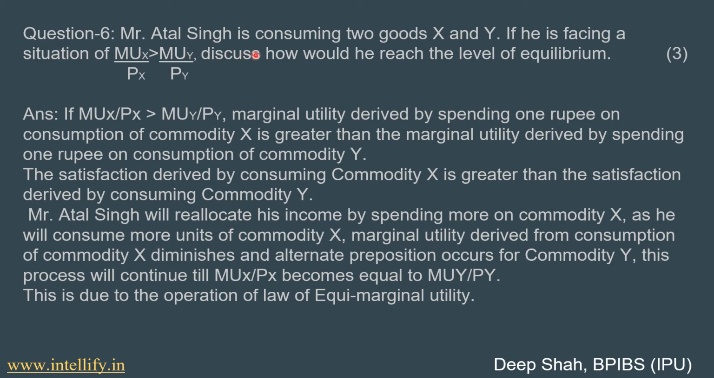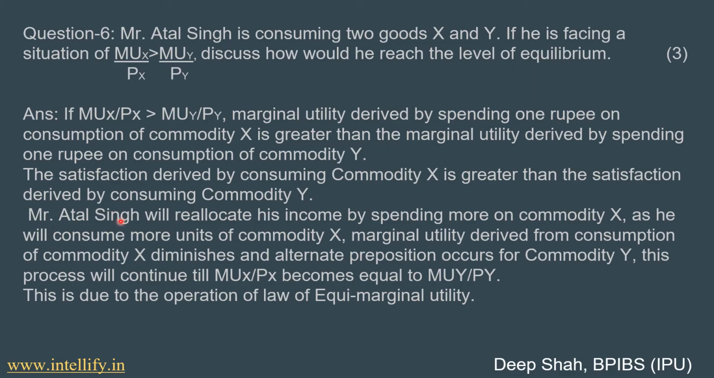Question 6. Mr. Atal Singh is consuming two goods, X and Y. If he is facing a situation of MUX upon PX is greater than MUY upon PY, discuss how he would reach the level of equilibrium. If MUX upon PX is greater than MUY upon PY, then the marginal utility derived by spending 1 more rupee on consumption of commodity X is greater than the marginal utility derived by spending 1 rupee on consumption of commodity Y. The satisfaction derived by consuming commodity X is greater than the satisfaction derived by consuming commodity Y.